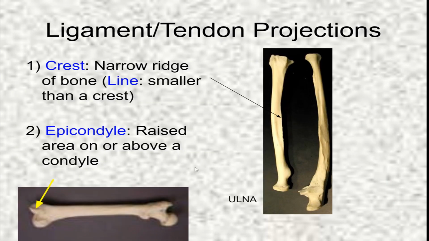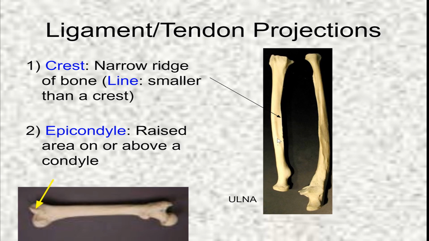Now we're going to look at ligament and tendon projections. And this is where we have attachment points for ligaments and tendons. So ligaments are pieces of connective tissue that hold bones together. Tendons attach muscle to bone. That's the difference between a ligament and a tendon. Ligaments are bone to bone, tendons are muscle to bone.